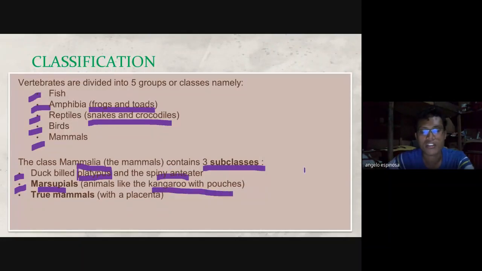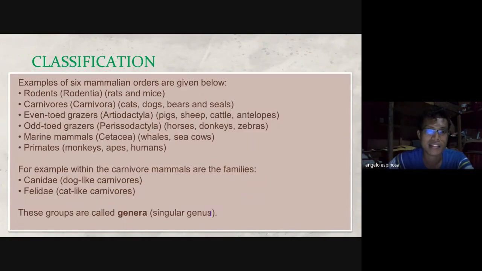Number two, the subclass marsupials, which are animals like a kangaroo with pouches. Yung makita niyo yung mga kangaroo, di ba, they have pouches kung saan meron doon yung mammary gland sa loob. So doon nagdedede yung anak nila. Number three is the true mammals, known as true mammals, which have a placenta. So yung tawag sa kanila, meron silang placenta.